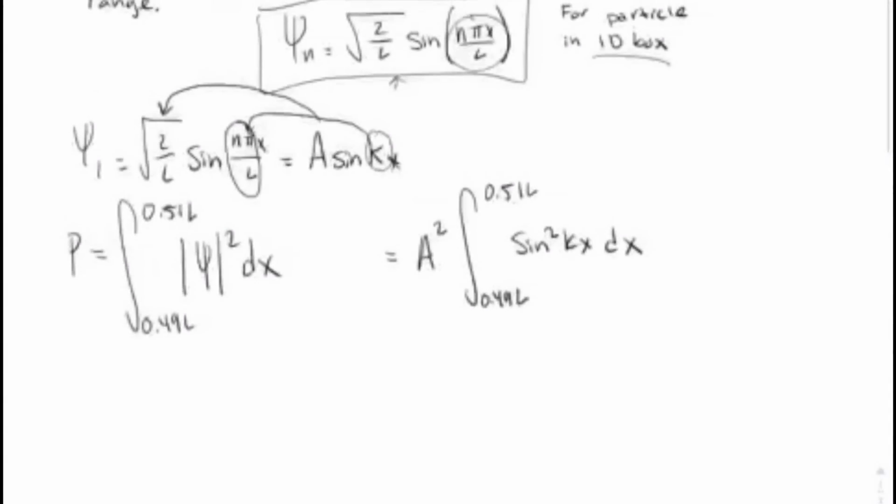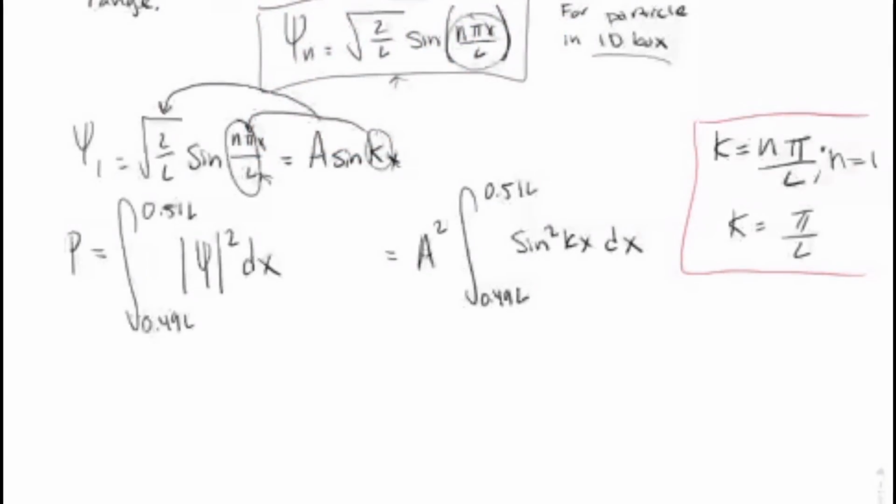Now it's important to note what this k value is in case we forget. K is going to be n pi over L, that constant over here. In this case, since n equals 1, our k is just going to be pi over L. So that's just an important side note to remember.